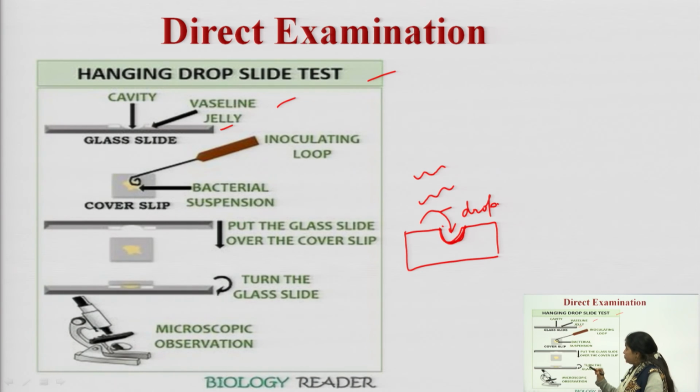First you need to take that slide. This glass slide first needs to be sterilized. I told you that whenever you are going to do any experiment in the microbiome lab, first you need to sterilize each and everything you are going to use, whether they are glasswares, glass slides, or cover slips. Each and everything must be sterile.